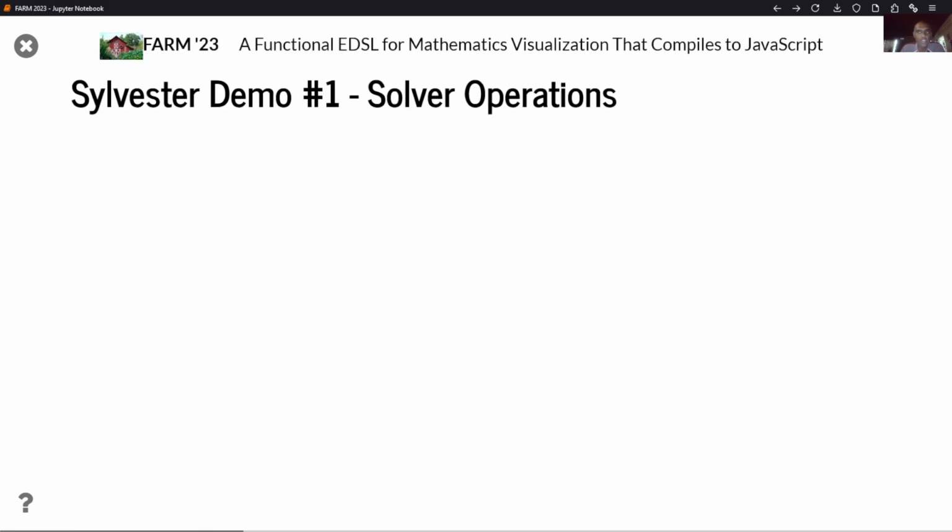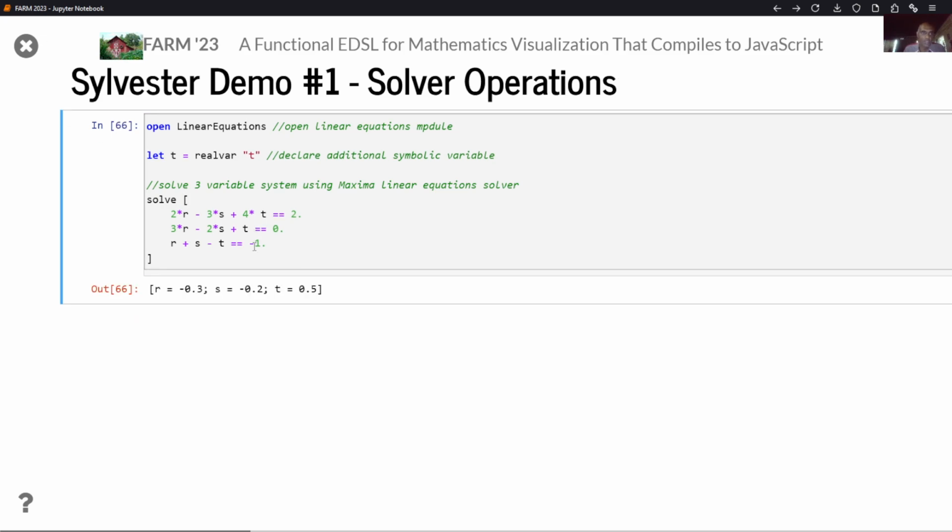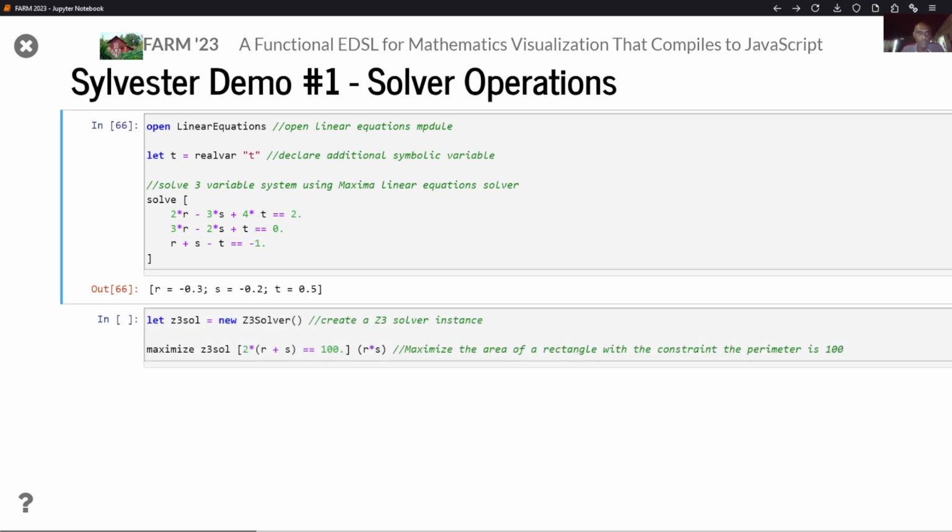Okay, so now let's look at the solver operations. Maxima has a pretty good linear equation solver, and we can use Sylvester to express a linear equation system and just solve this particular equation. Maxima can solve this pretty easily.